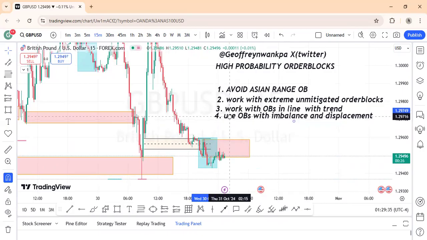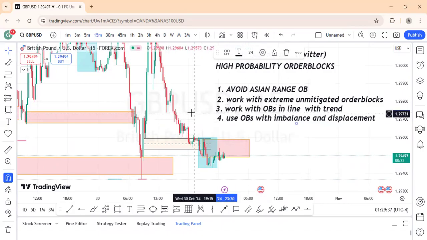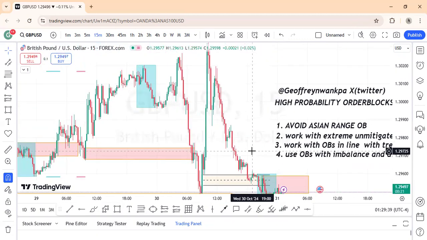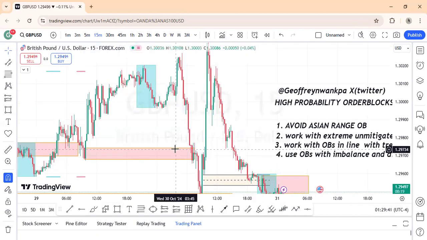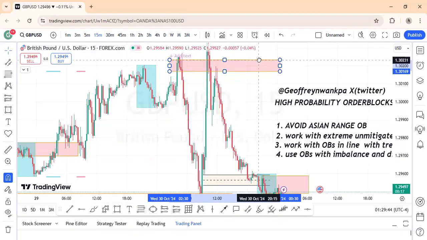The ones that have imbalance. Remember that they use one that is extreme, right? If you have two or three other blocks, use the one that is extreme. Like now, let's assume that maybe you want to catch this sell, right? The best order block which you have used will be this extreme one here.